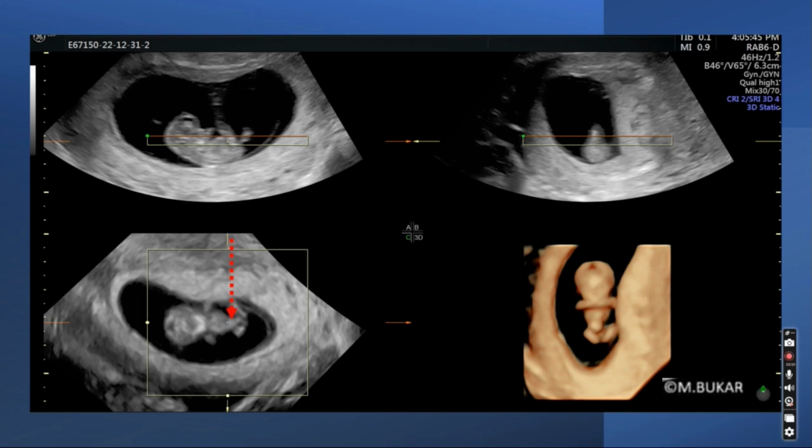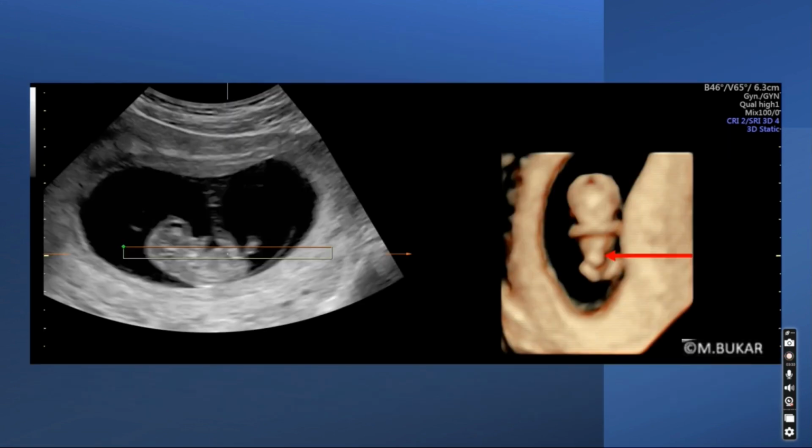And on 3D, the hernia sac is seen at the site of the cord insertion, as is seen here. Again, we can see the reference dot here, the physiological hernia here.